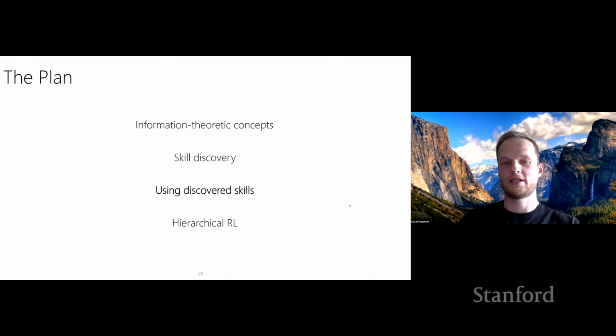All right, so this is a skill discovery algorithm that was trying to discover skills that are as diverse as possible, and they might not be very useful, but at least they try to cover as much of the state space as possible. Are there any questions at this point?